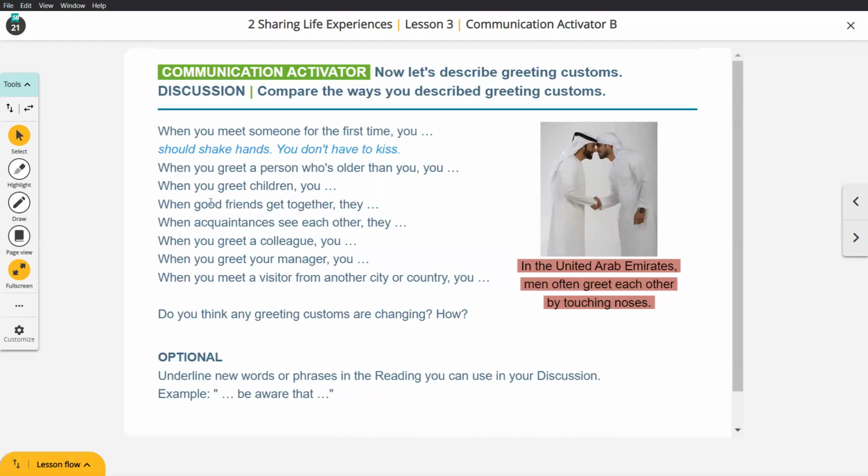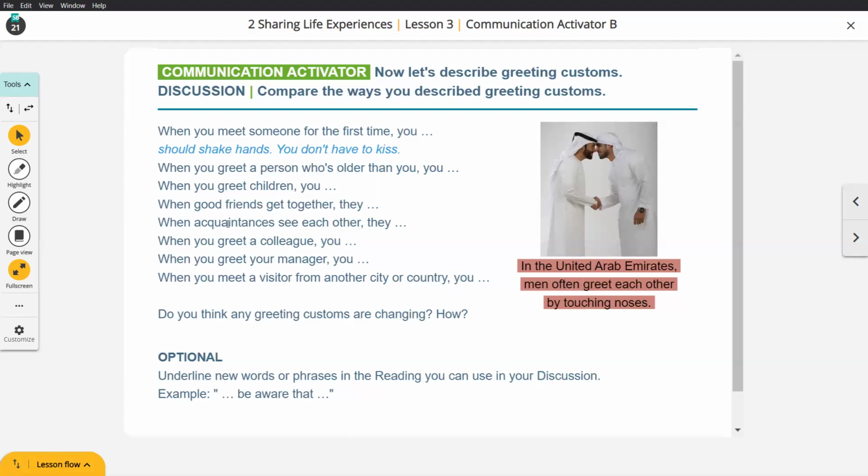Okay? What about when good friends get together? Good friends. What happened here? Carlos? You don't know. I don't have friends. Cecilia, maybe? I think a hug, a strong hug. Excellent. So it's used to, right? When good friends get together, they hug. Even sometimes they pat each other on the back.